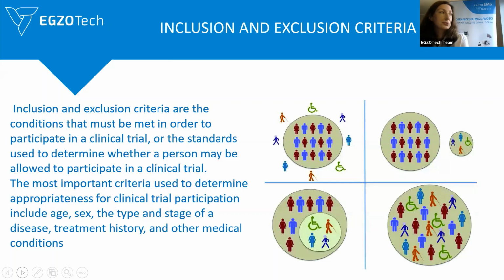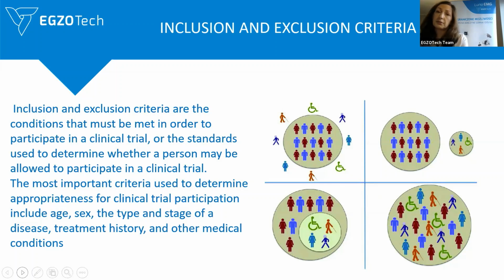When we want to include patients into the study group or the control groups, we also should focus on inclusion and exclusion criteria. And these are the conditions that must be met in order to participate in a clinical trial, or the standards used to determine whether a person may be allowed to participate in a clinical trial or not.